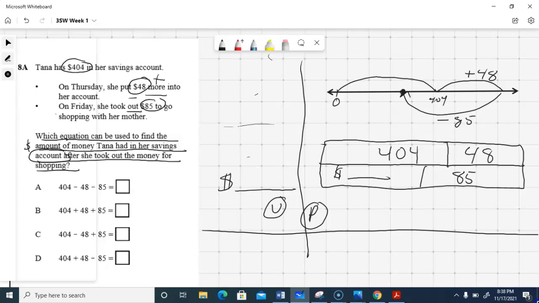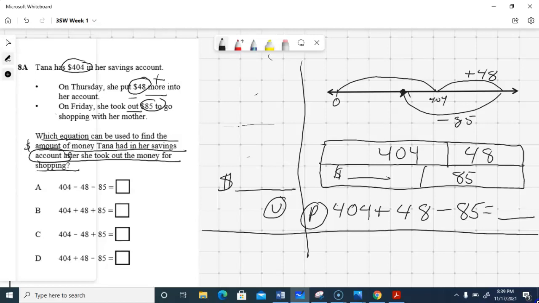The equation I would do to solve this: she started with $404, and she added $48 more. But then she took out $85 to go shopping. And that would equal what she has in her account now. We'll go look at our answer choices.